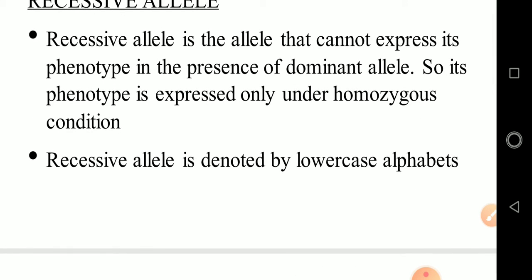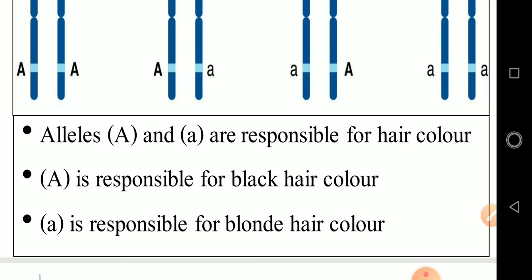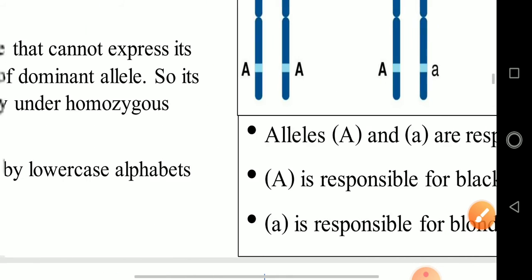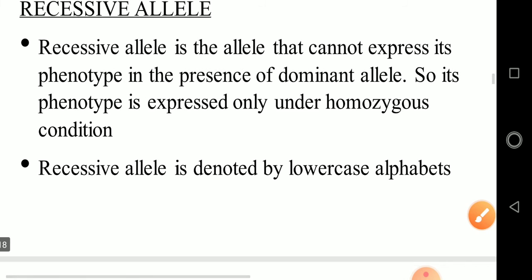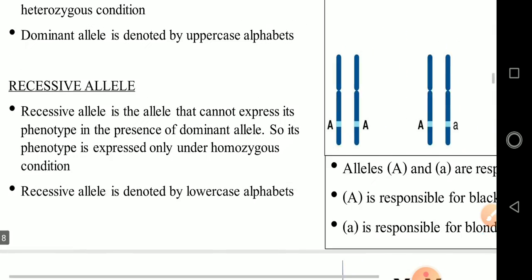Recessive allele, its phenotype is expressed only under homozygous condition. When there is a homozygous condition, like small a, small a, only in that case the recessive character will be expressed. Recessive allele is denoted by lowercase alphabets, that is small letters.